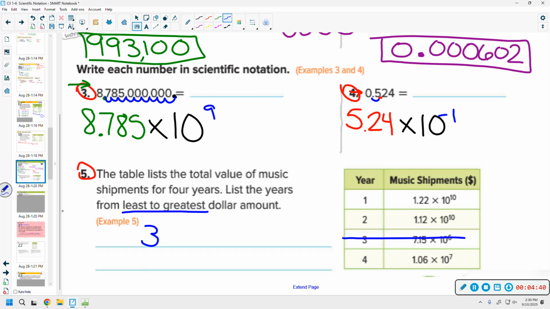What's the next smallest exponent? Anybody? 7. It's 7, which is year 4. Very good. I heard both answers. Okay? After that, what's the next exponent? 10, and there's 2 of them. So, when there's two of them, I now have to look at my factors out front. Which one's the smallest factor? Year 1 or year 2? Year 2 is because it has a 1 in the tens place, and that means the last one is year 1. Any questions on those? Nope. Okay.